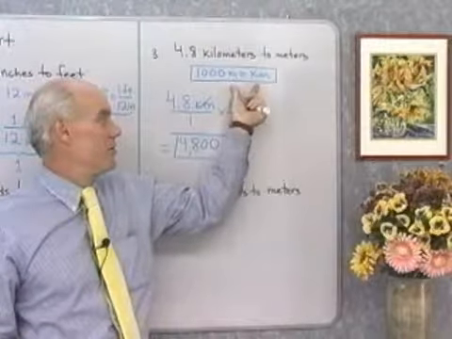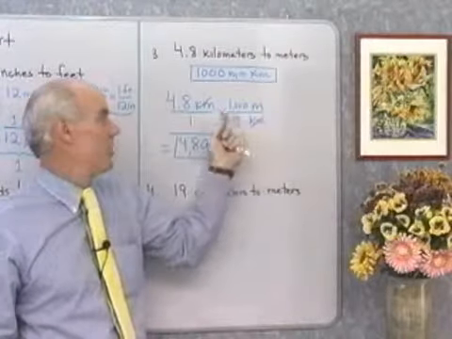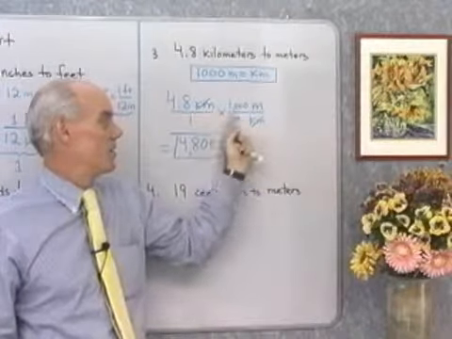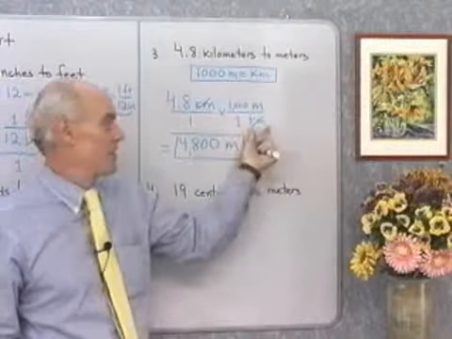So I look at the equality that I have right here, the relationship between meters and kilometers. I use that to write the correct conversion factor, knowing that I'm starting with kilometers. I want to end up with meters, so I want these kilometers to divide out. So that's why that goes in the denominator, because it's in the numerator over here.